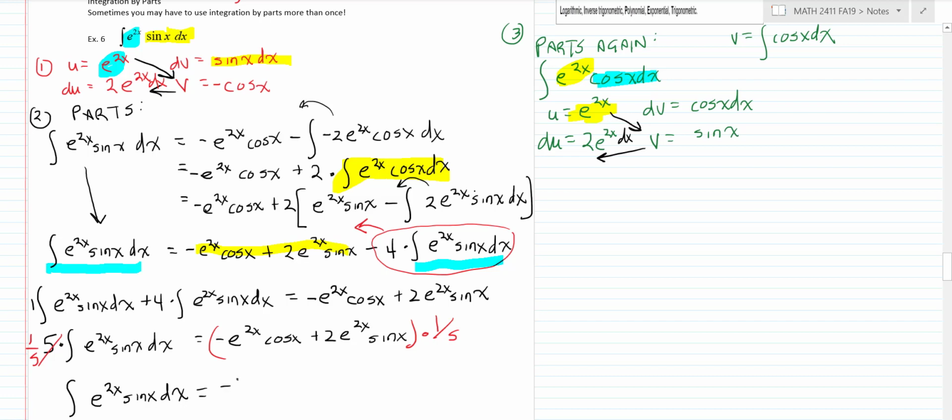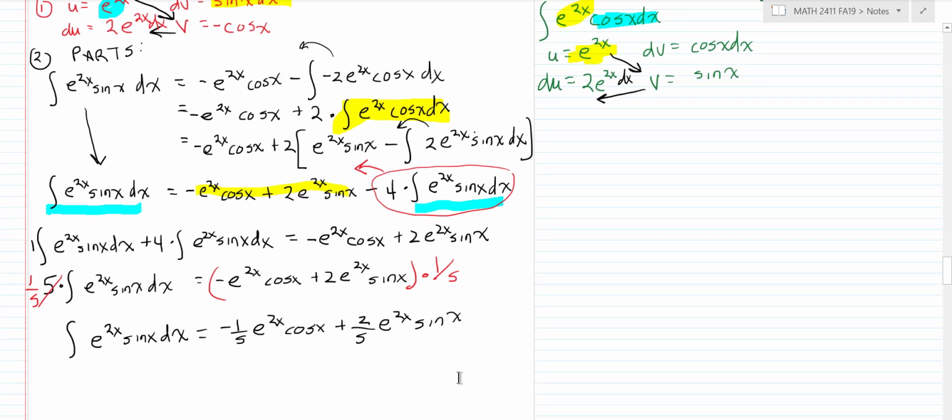So I would have negative 1/5 e to the 2x cosine of x plus 2/5 e to the 2x sine x, like that. Okay, and then I can do a little bit of algebraic simplification to that. I think it probably would have been wise if I just factored stuff out. If this is an okay answer, there's nothing wrong with that answer right there. I'm just going to go ahead and take out common factors.